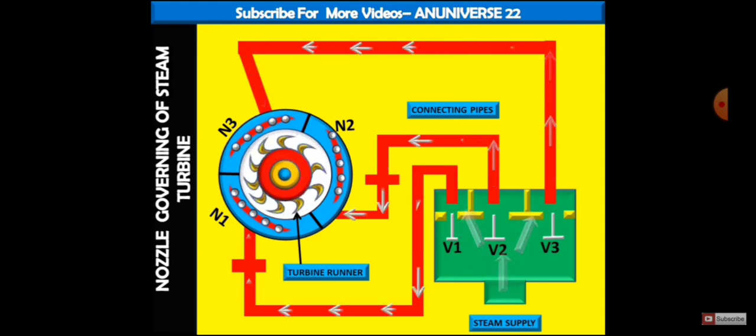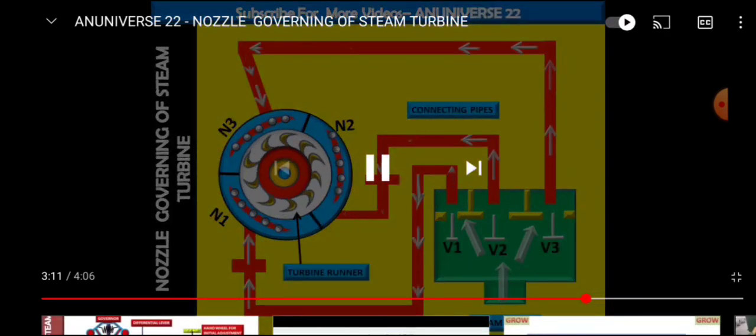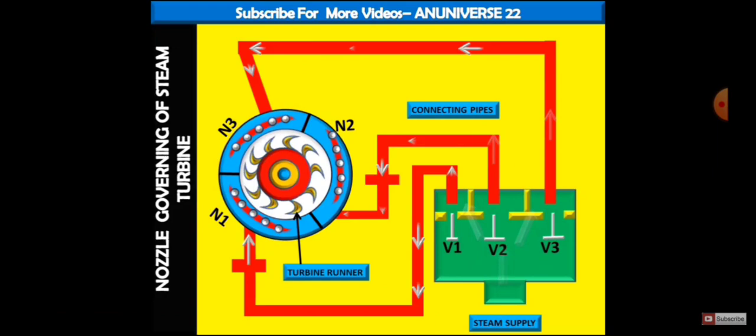So the speed of the runner can be controlled with the supply of the steam. As we can see, the speed of the turbine runner increases when the load on the turbine is decreased, and when the load on the turbine is increased, the speed of the runner decreases. So to maintain a constant speed of the runner under varying load conditions on the turbine, we need to control the supply of steam through the valves V1, V2 and V3, and then through the sets of nozzles.